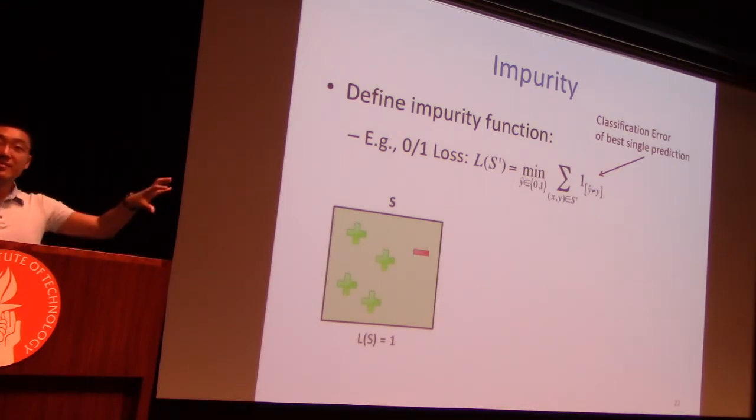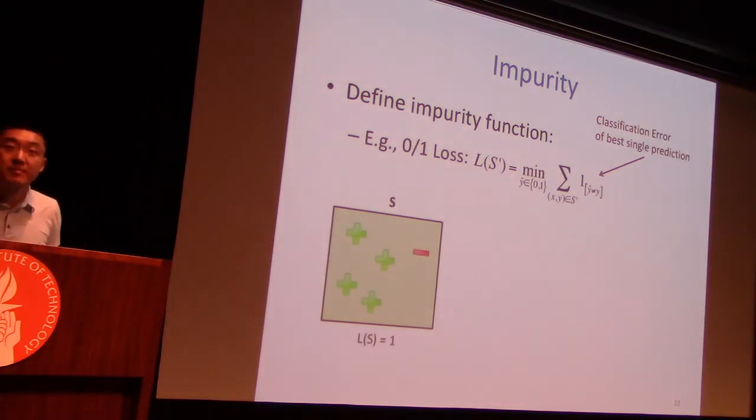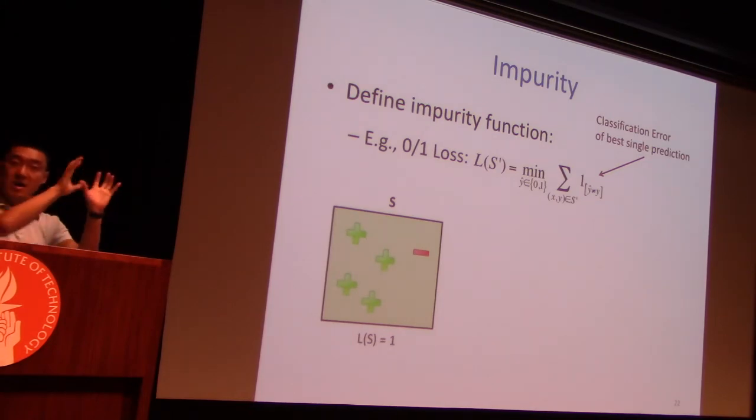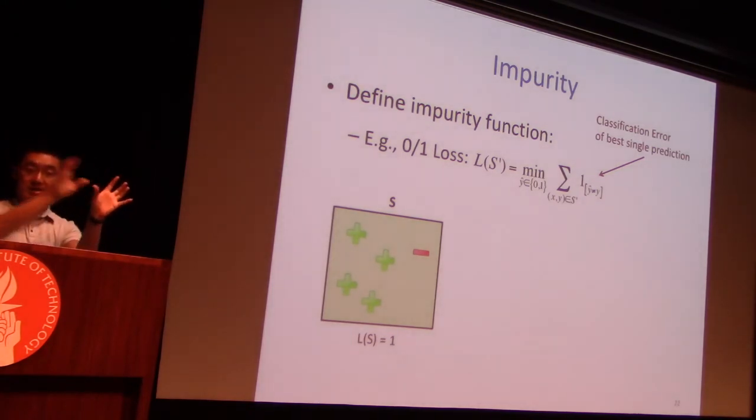So every leaf node or every internal node corresponds to some partition of the training set. So I use S prime to denote some subset of the training set. In decision tree training, we can equivalently think of a node as a partition of the training set.